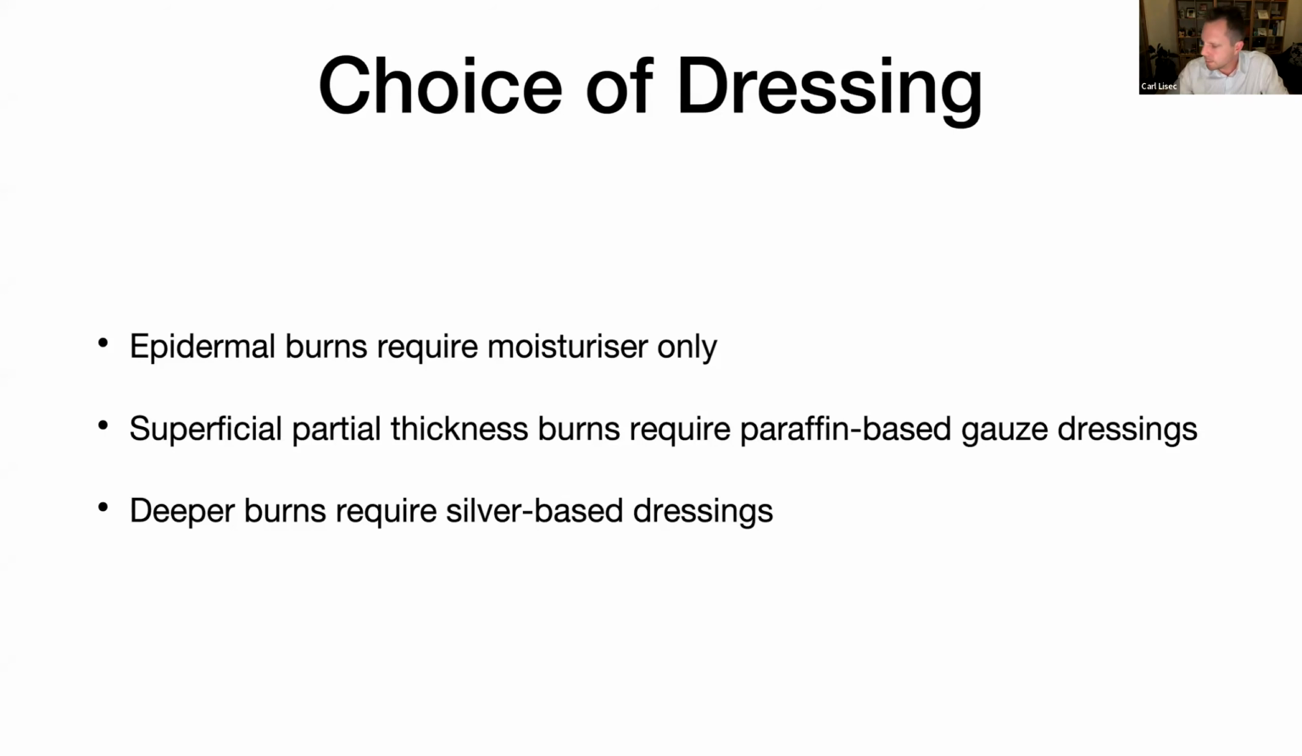Okay, so next little section is on choice of dressings. Just quickly, epidermal burns we've already talked about. We just need to use moisturizer on them, so we won't go into any more detail about that. Superficial partial thickness burns, those really pink burns up in the superficial layers of the dermis, require paraffin-based gauze dressings. Anything deeper, we recommend silver-based dressings.